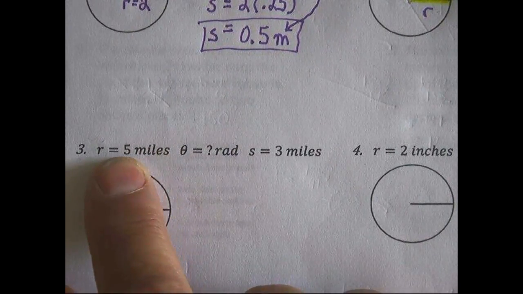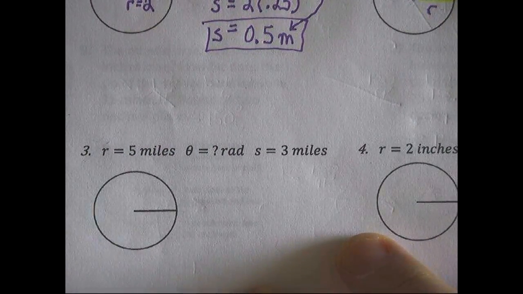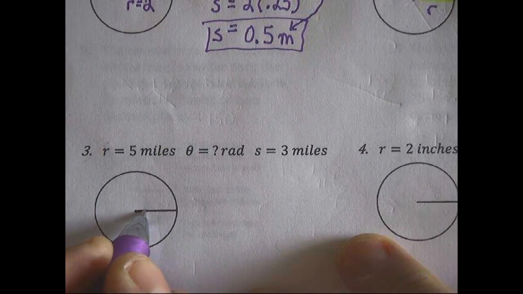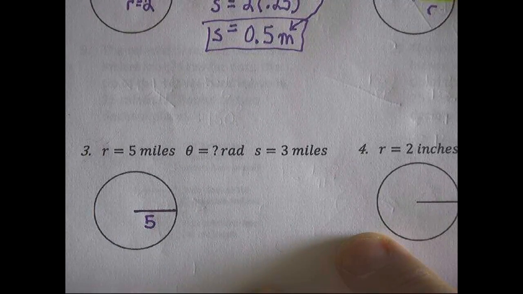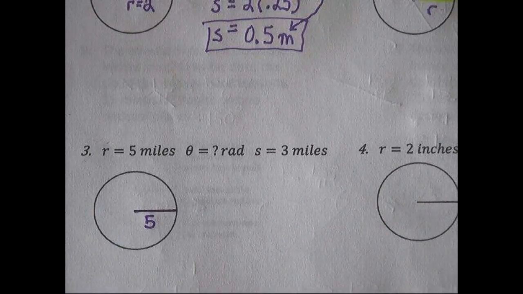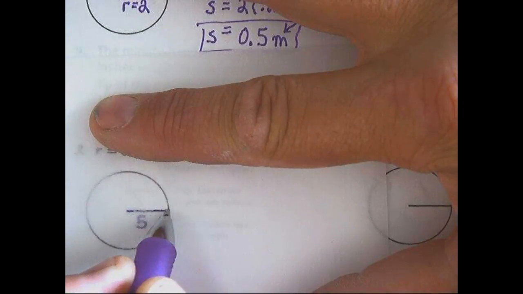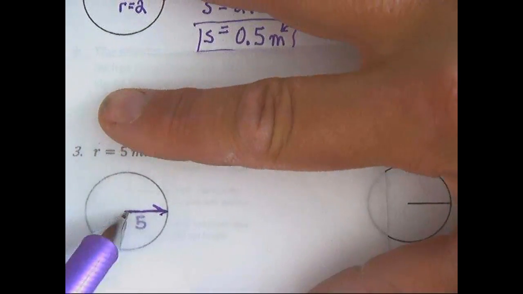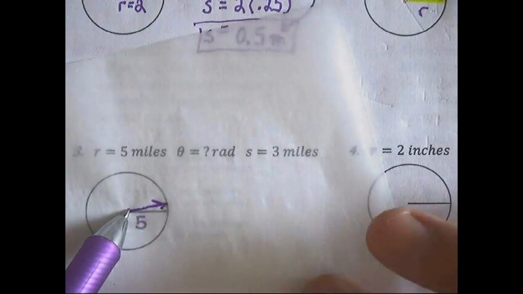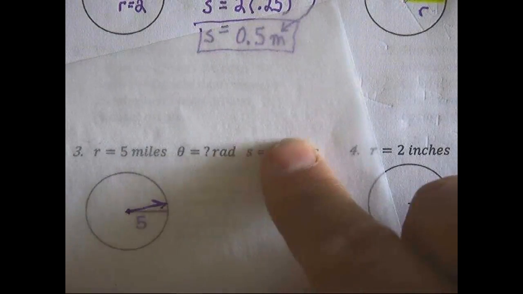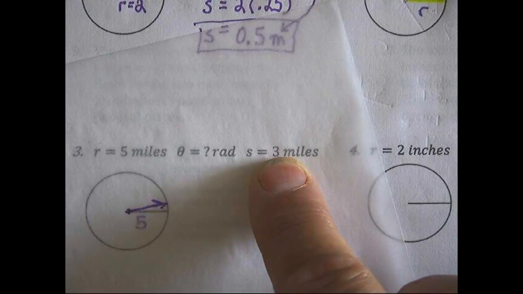Okay, the radius is 5 miles. All right, so I'm going to put 5 on my radius right here. Okay, now this one doesn't tell me how big my angle is. See, I don't know how big to open that. It doesn't tell me the angle. It tells me how long the arc is. It's 3 miles.